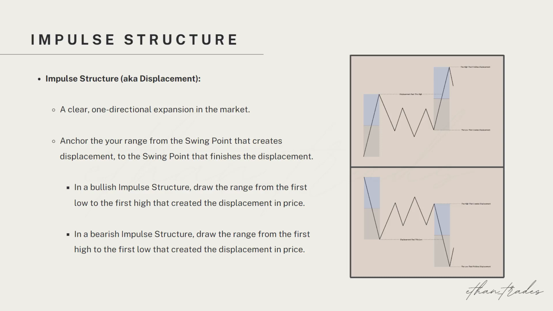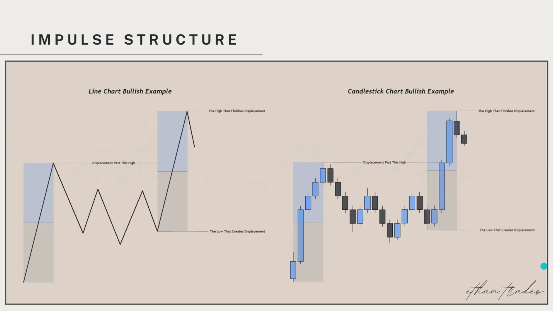Although applicable to any form of displacement in the market, we typically want to wait for a market structure shift or break of structure to occur with displacement to give us high conviction of a trade idea. So when using impulse structure, we want to see that impulse structure create a market structure shift or a break of structure to be high probability.